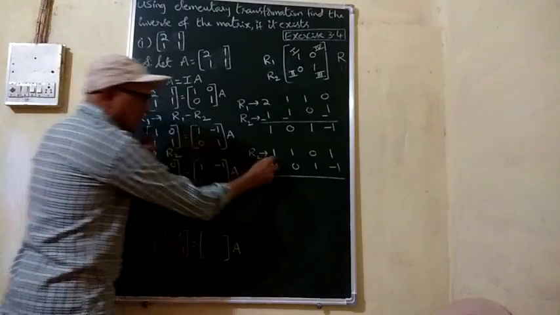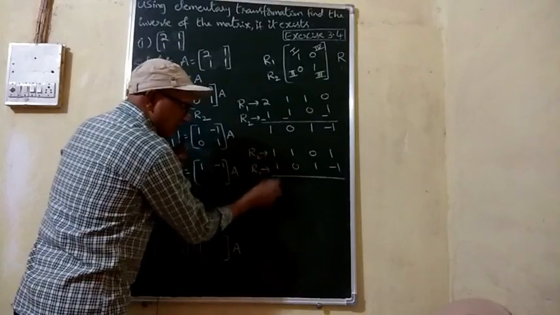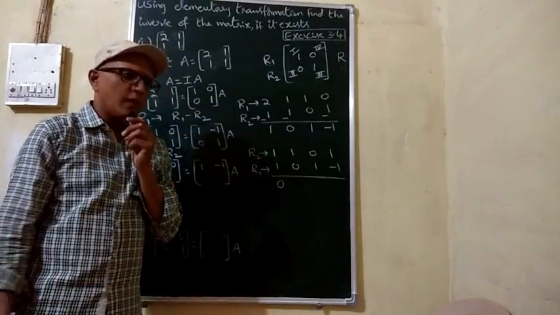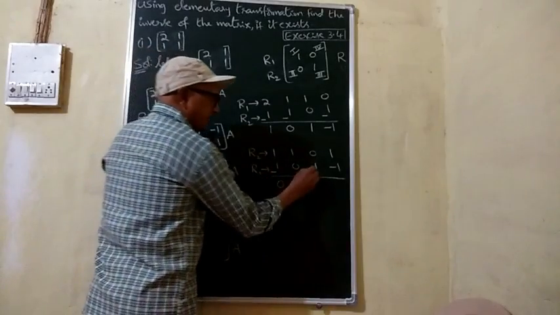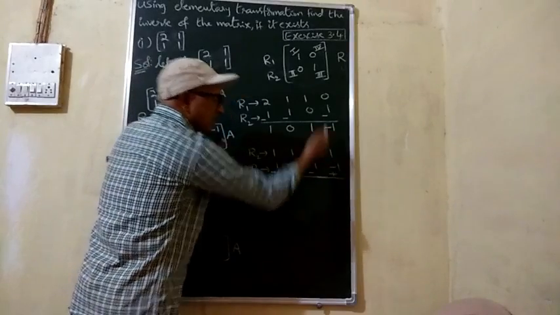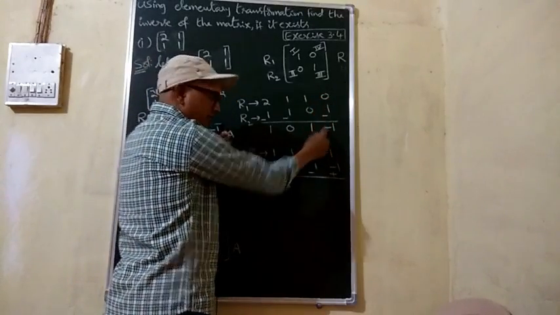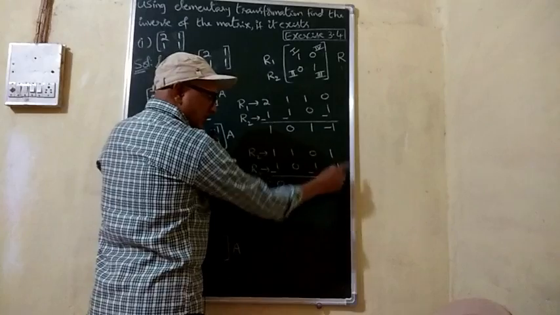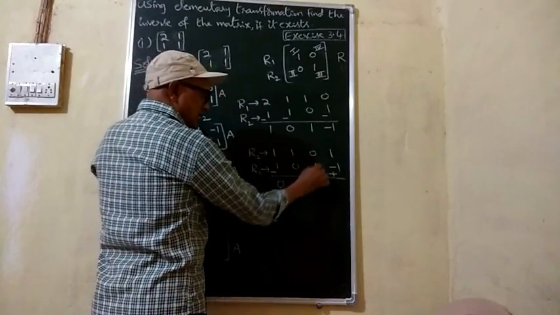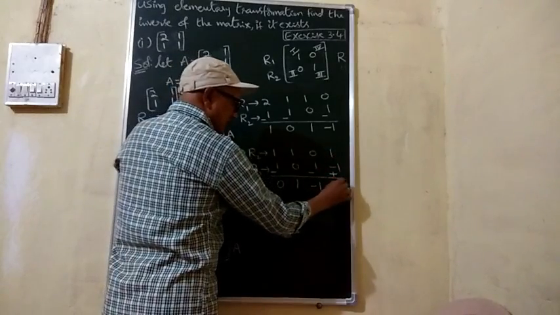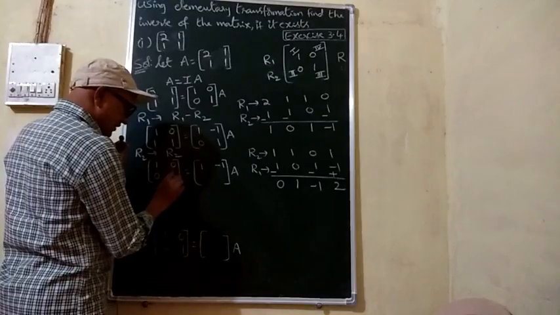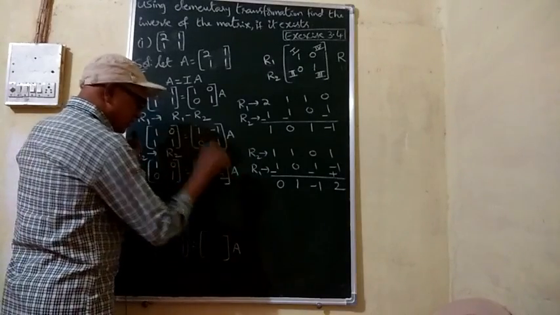1, 1, 0, 1. In place of 1, we should get 0. How to get 0? If you subtract, we get 0. If you subtract, signs get changed. Be careful with this place. 0 minus 1 minus 1: signs get changed, 1 plus 1 becomes 2. 1 minus 1 is 0. So it becomes 0, 1, minus 1, 2.